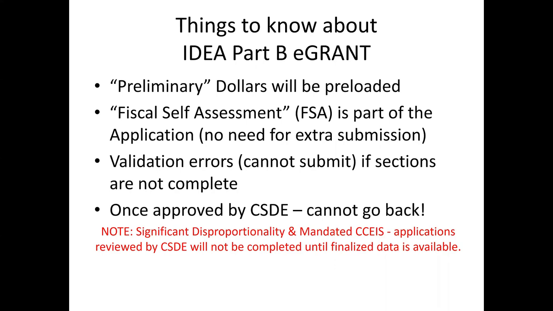One thing to note as well is around significant disproportionality, and it's called mandated CCEIS, or Comprehensive Coordinated Early Intervening Services. These applications might take a little bit longer for those districts that are identified with significant disproportionality. We're trying to get some systems in place so that we know this ahead of time. But be aware that as the applications are going through, if your district is identified, we may have to adjust this, because with mandated CCEIS you're mandated to set aside 15% of the total award of your grant. That would be something that we'd have to put in there, and then you have to identify those pieces. But we'll get into CCEIS and CEIS again in a few minutes.